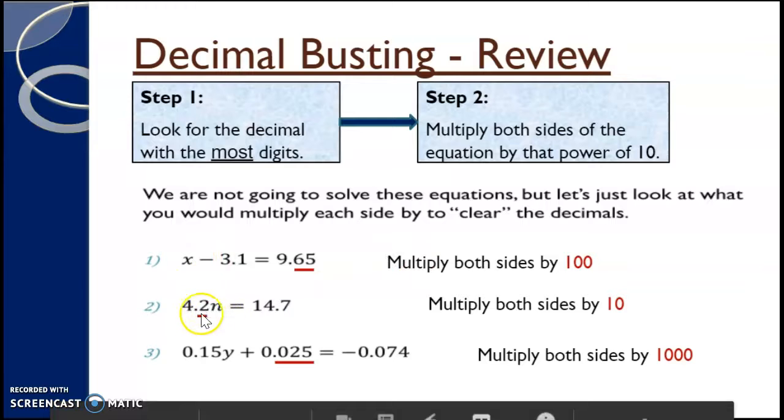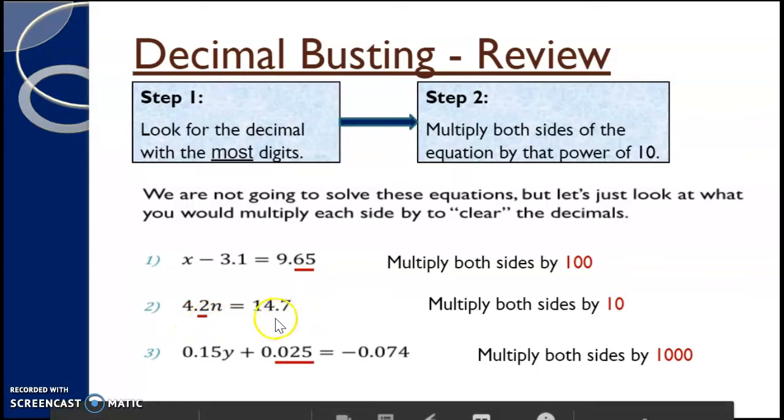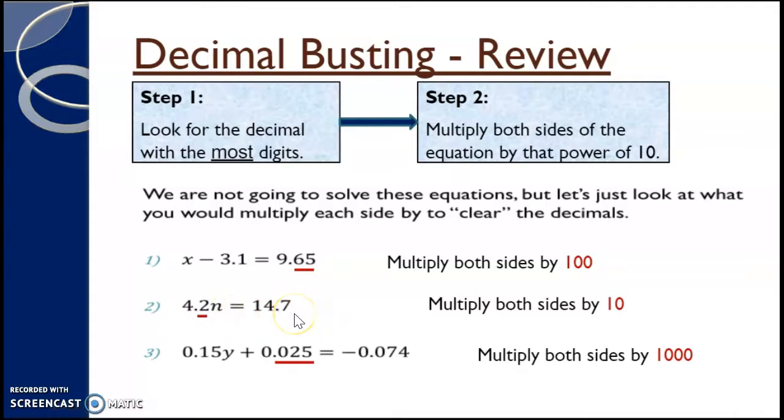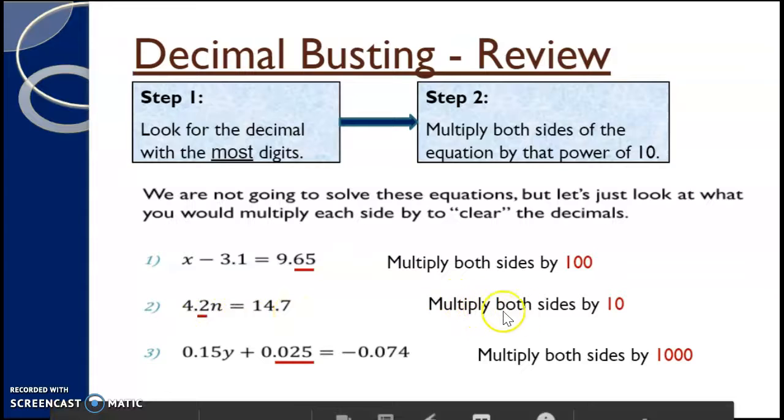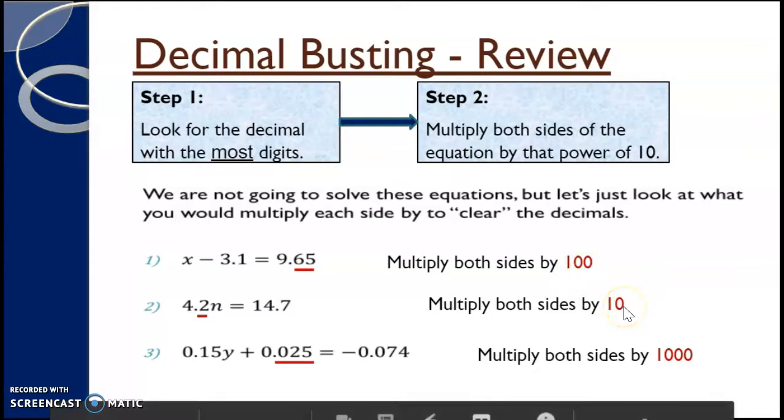The second problem, we have one decimal place here and another decimal place here. That means 1 is the most decimal places that we still have, because they all have just 1. So we just need to multiply by 10. Remember, 1 decimal place means 10, 2 decimal places means 100.